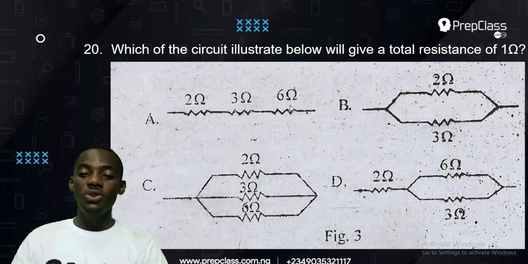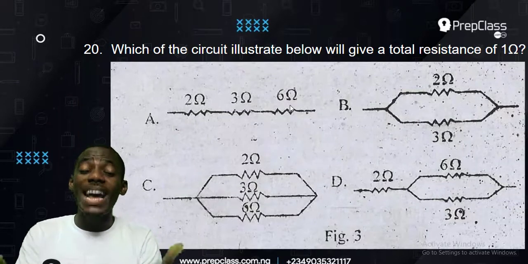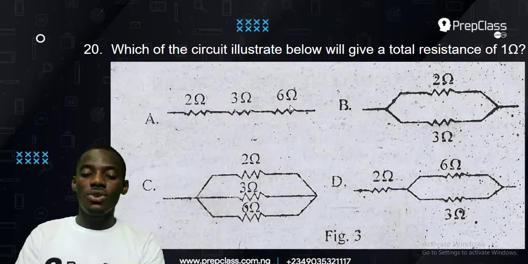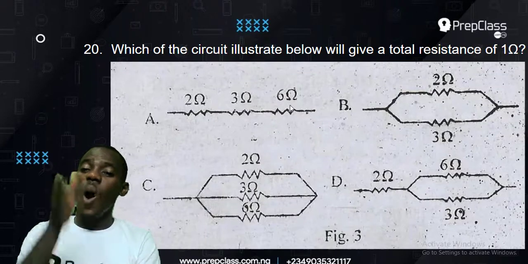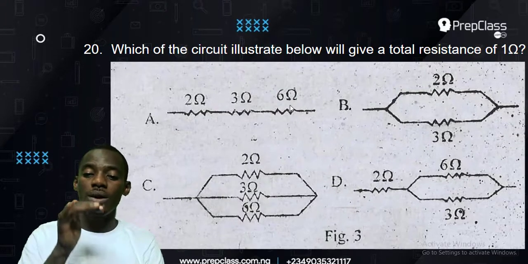Which of the circuits illustrated below will give a total resistance of 1 ohm? Now, some people, when they see this kind of question, will be wondering, oh, this is difficult. Oh, how will I go about it? But this is super easy, because what you can see there are just series circuits and parallel circuits. Option A is a series circuit because it's straight. Then option B is parallel because it is just up and down. Then option C is also parallel, up, down, 3 steps.